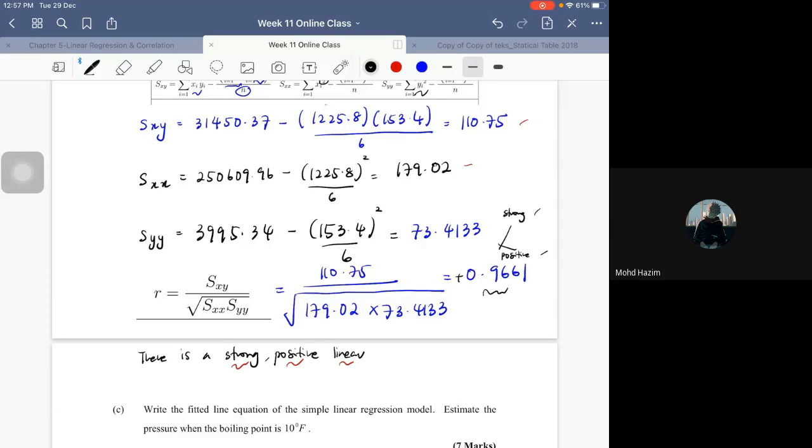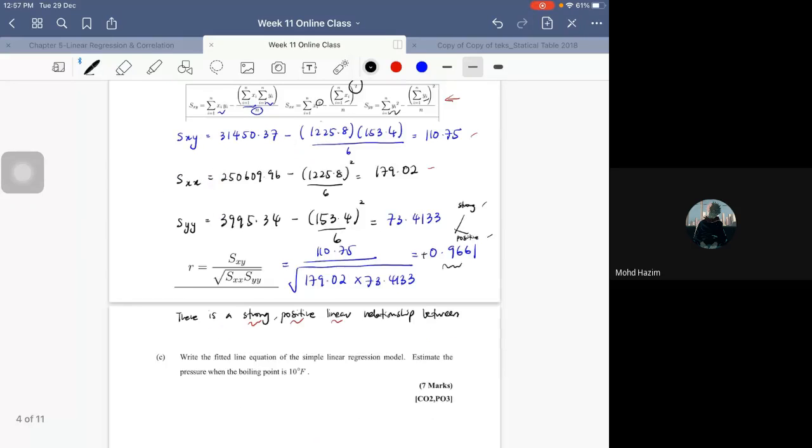It could be a quadratic relationship. It could be an exponential relationship. But for this particular model, we are focusing on linear relationship. So you have to mention the linear. Strong positive linear relationship between. Now you have to mention what your variable X and also Y are. My variable X is given by the boiling point. So I'm going to say between the boiling point and the barometric pressure. Okay, so that is going to be the interpretation.